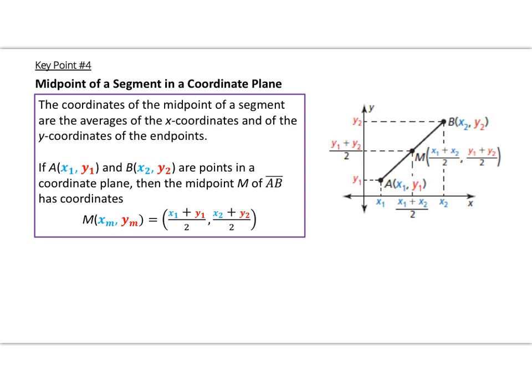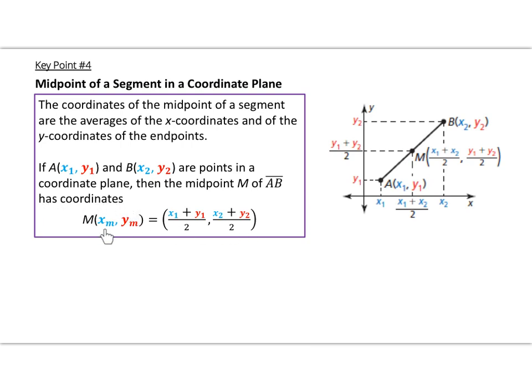All right, next we have key point number 4, where we go into a coordinate plane to find a midpoint. Now the coordinates of the midpoint of a segment are the averages of the x-coordinates and of the y-coordinates of the endpoints. So let's say we have point A at x1, y1, as you can see here in this picture. And then you have B at x2, y2. So the other end of the segment is at x2, y2. So segment AB are points in the coordinate plane. Then the midpoint M of segment AB has these coordinates.